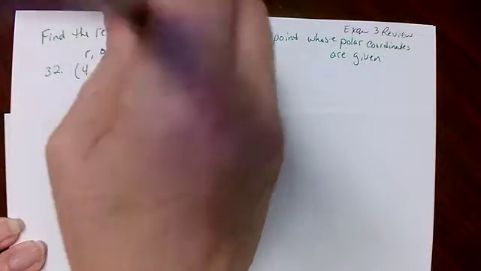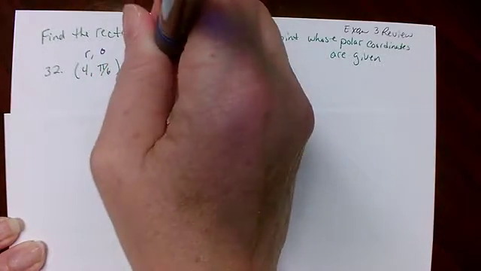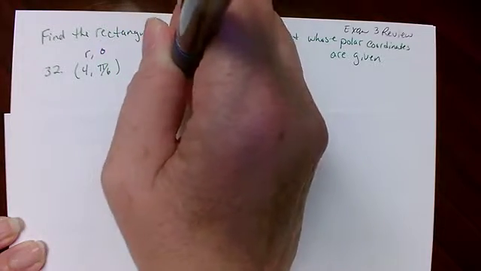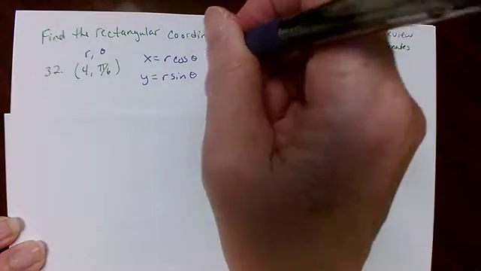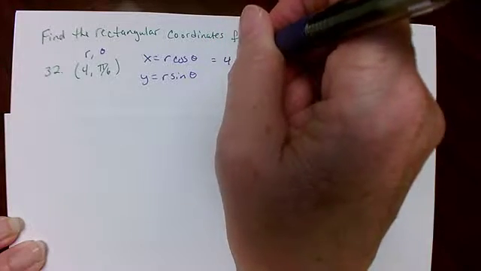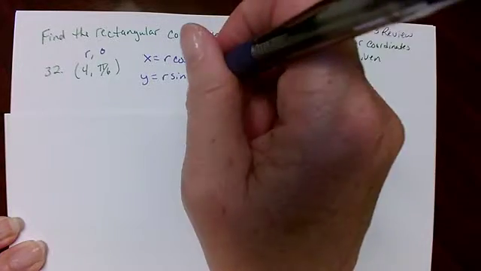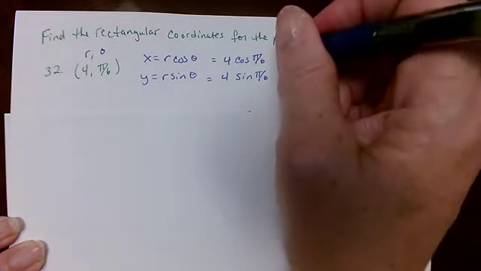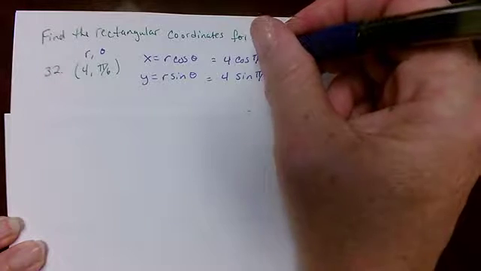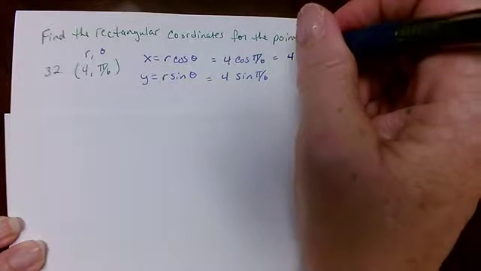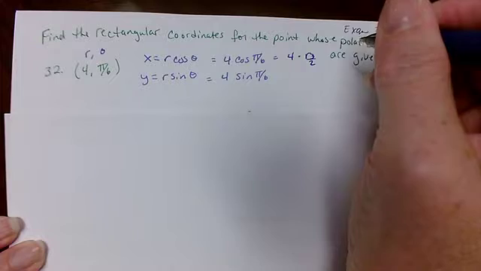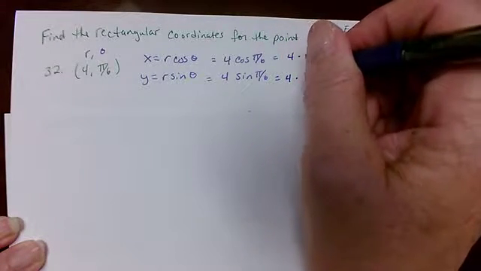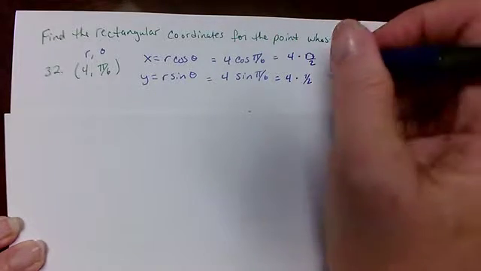So using our formula of x equals r times cosine theta and y equals r times the sine of theta, this will get us 4 times the cosine of pi over 6 and 4 times the sine of pi over 6. So cosine of pi over 6 is the square root of 3 over 2. And the sine of pi over 6 is 1/2.